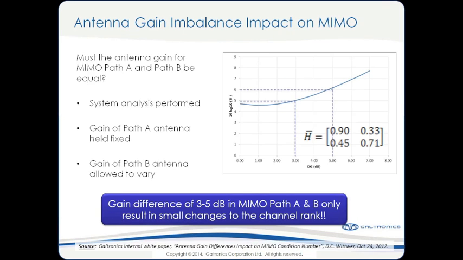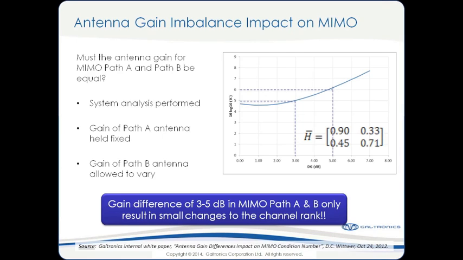Okay, so another aspect that we get asked about is when doing installations of MIMO antennas, does the gain of the MIMO path A antenna need to be exactly the same as the MIMO path B antenna? This is something that we wanted to quantify and try to understand better even for ourselves. And I think you might find the result to be a bit surprising.